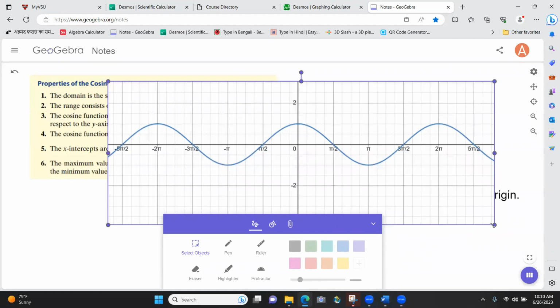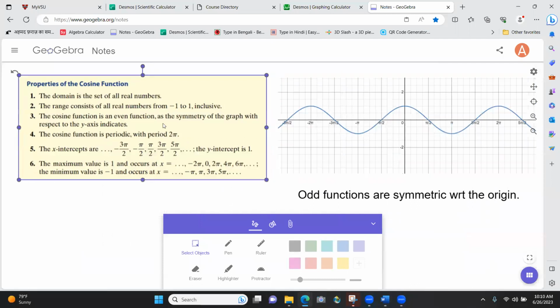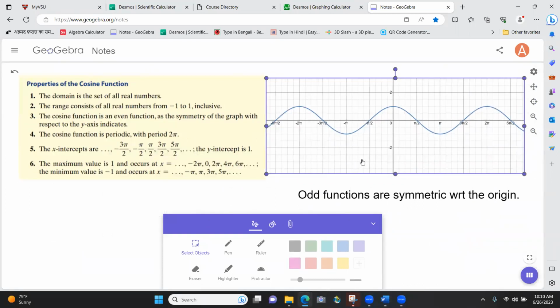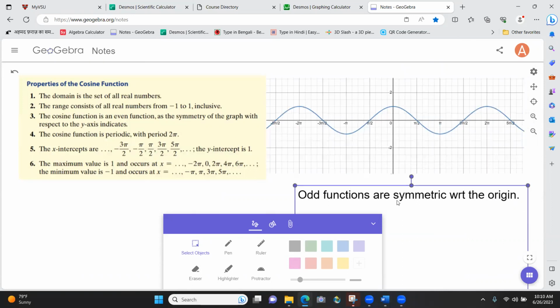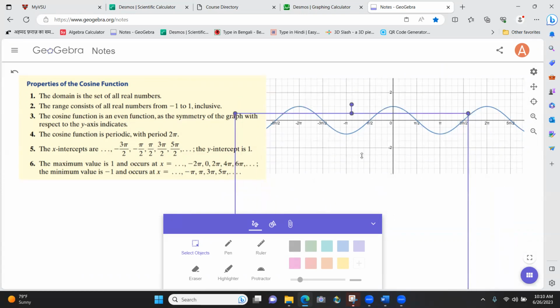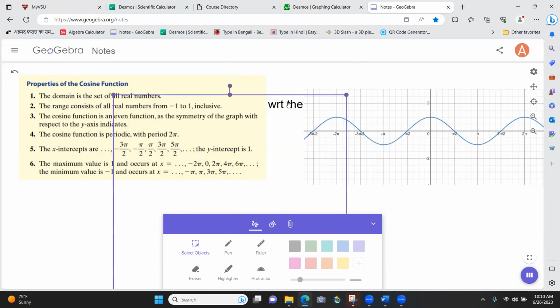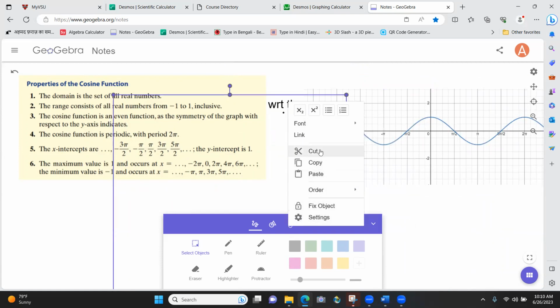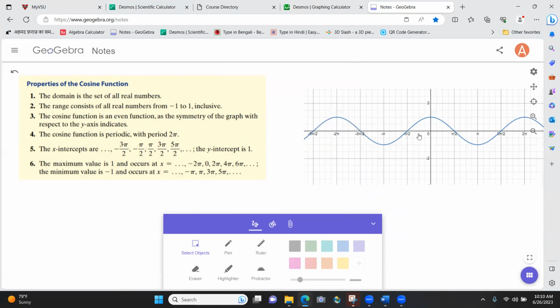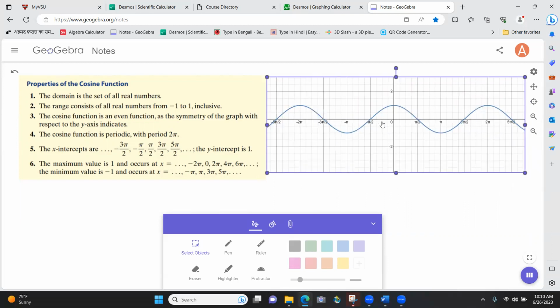Okay, so guys, the cosine function is even. The sine function is odd because it was symmetric with regard to the origin. Well, what does it mean for a function to be odd? No big deal. We're going to explain it. What's an odd function? This function is even.